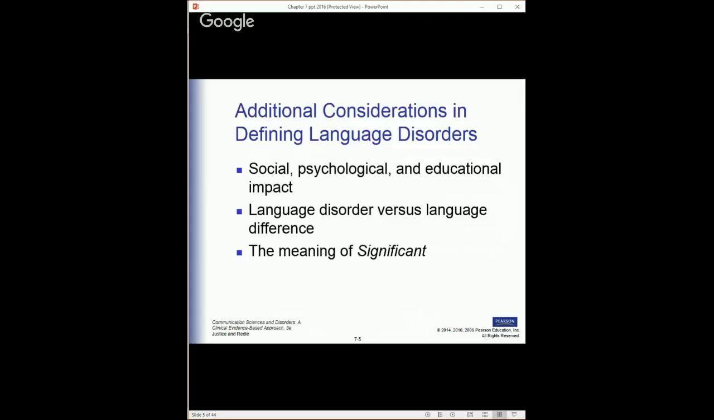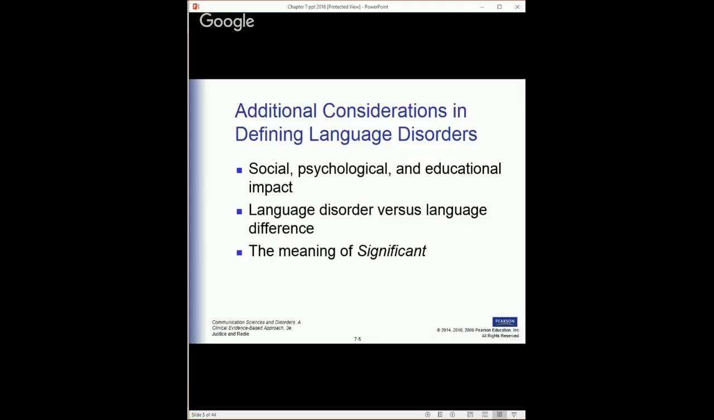The meaning of significant. A definition of a language disorder also must specify the difference between language difficulties that are not serious enough to be classified as disordered and those that are. By many accounts, a language disorder is present if significant problems are present. However, you should note that it's difficult to determine when a child's language problems are serious enough to be called significant.